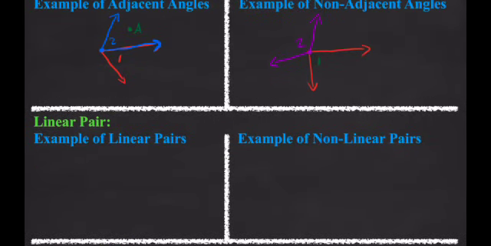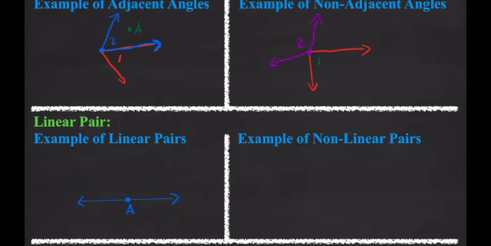Linear pair. Let's talk about what it means to have a linear pair. This is another special type of angle. A linear pair is whenever we have a pair of adjacent angles, so they have to be adjacent, what we just talked about, with non-common sides that are opposite rays. Opposite rays means that we have a straight line.